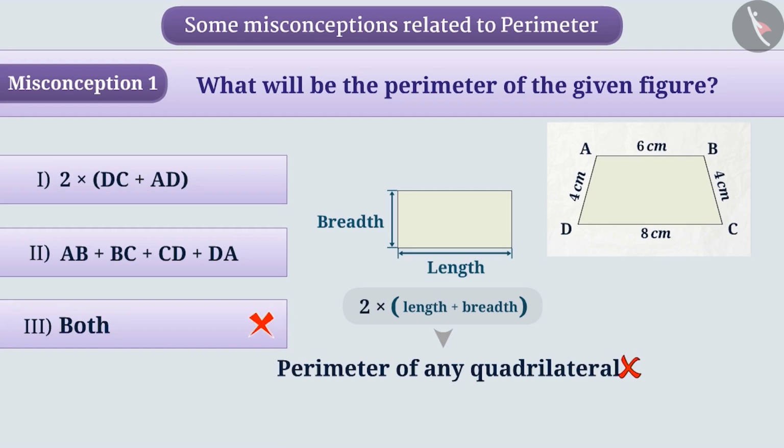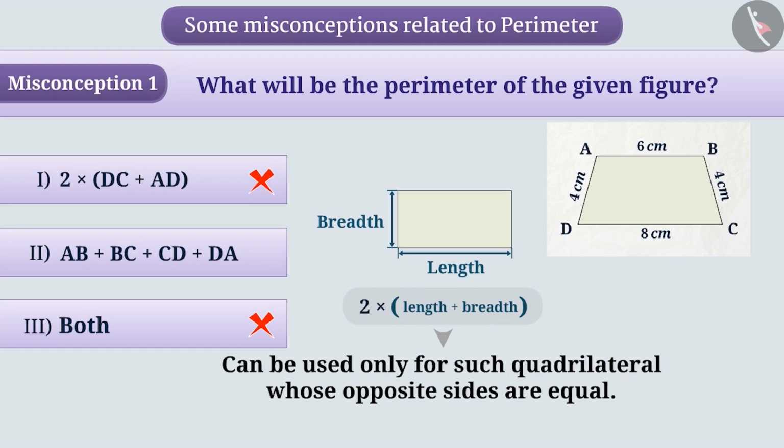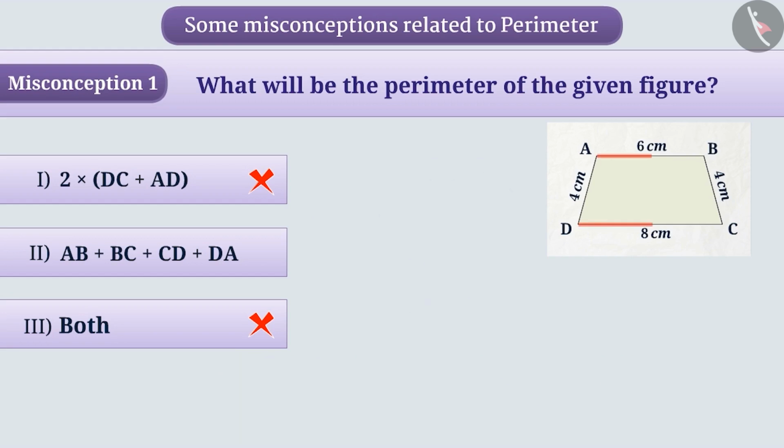Some students in haste only see option 1 and, assuming it to be correct, they select option 1. But this is also an incorrect answer. Remember that we can use the formula 2 multiplied by length plus breadth only for such quadrilaterals whose opposite sides are equal, like a rectangle. But we cannot use this formula when one or both pairs of opposite sides are not equal.